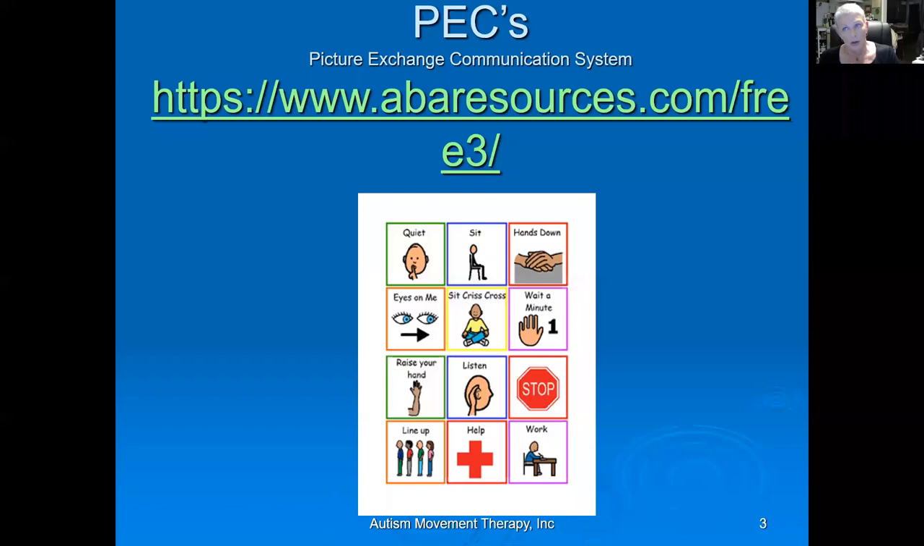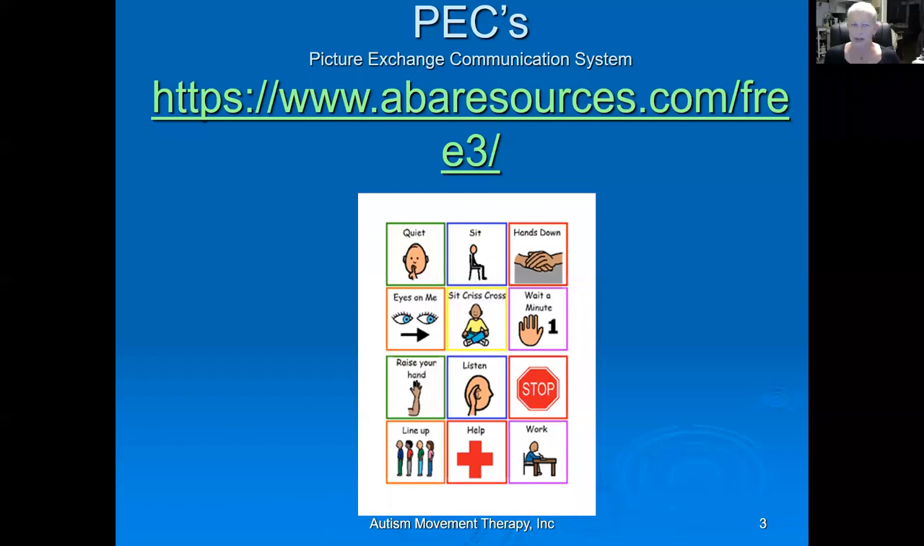Well, as you know, this is a form of communication. It means picture exchange communication system. For those of you that don't know what it is, that website across the top is a resource to download these little icons. Now, the icons are what the child shows us if they're not able to communicate or they have no verbal language, what they need and what they want. We also can create icons to show them what we need and want. So it can work both ways. It's a very compatible system.